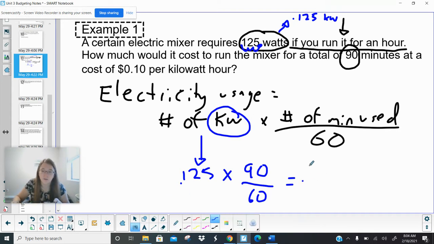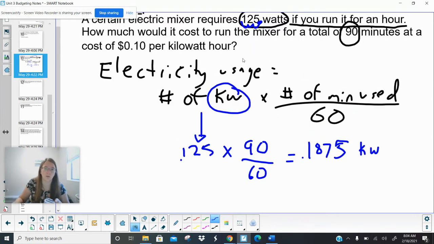Okay, so we use 0.1875. Don't round that off just because it's only 4 numbers. Use it all. Kilowatts. So this is how much was actually used. Again, that makes sense because we ran it for longer than an hour, so it's going to use more than 0.125 kilowatts.